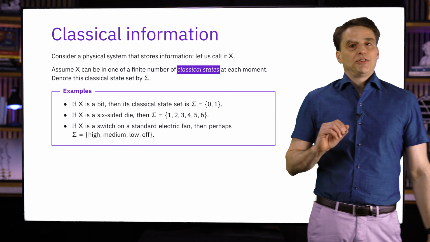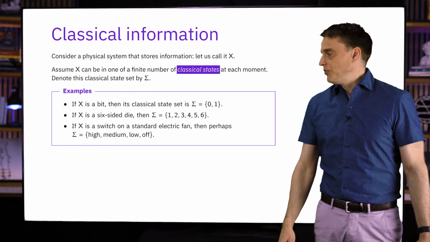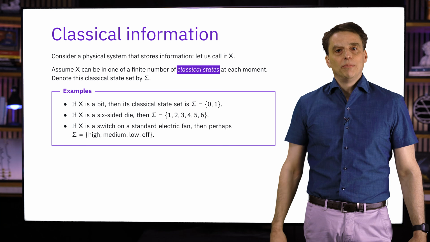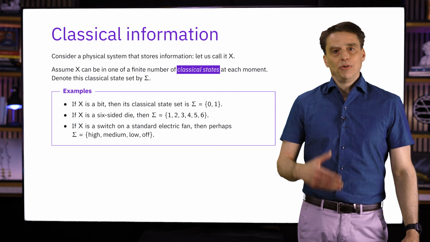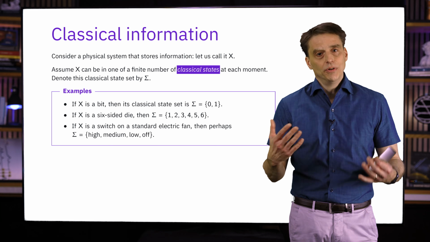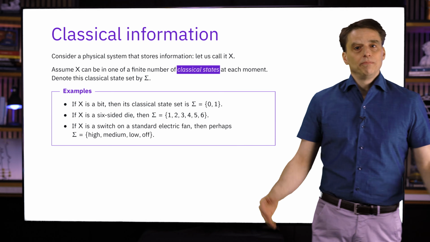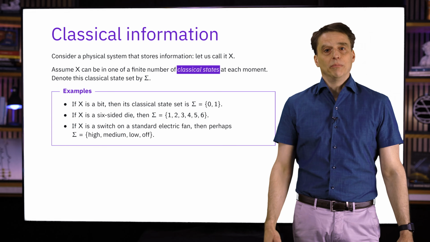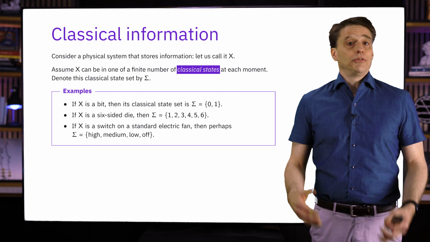If X is a switch on a standard sort of electric fan that you might have in your home, then perhaps the classical states are the settings high, medium, low, and off. These are just examples. We could imagine systems having different classical state sets than these, but hopefully they convey the idea that this notion of a classical state is something that should be familiar and can be understood in simple and intuitive terms. Mathematically speaking, the set of classical states is just a finite set. And of course, this set must also be non-empty as well. There has to be at least one classical state that the system can be in, and there has to be at least two classical states if the system is going to be useful at all for storing information.